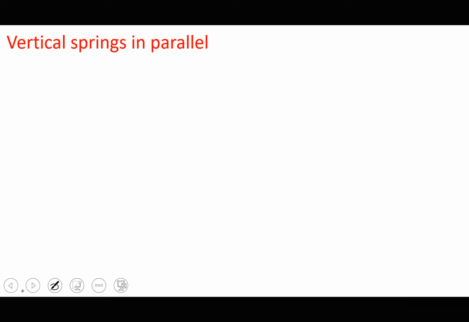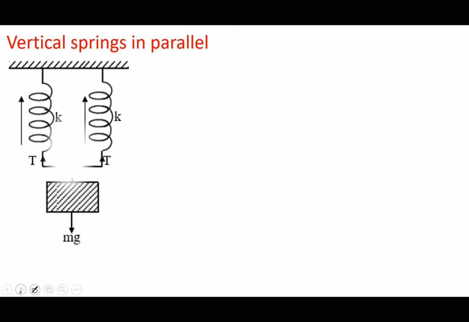Then let's now consider two springs which are joined in parallel, springs in parallel. We shall only consider identical springs. So let's consider two springs which are in parallel, and in equilibrium, each could be having a spring constant which is going to be k.